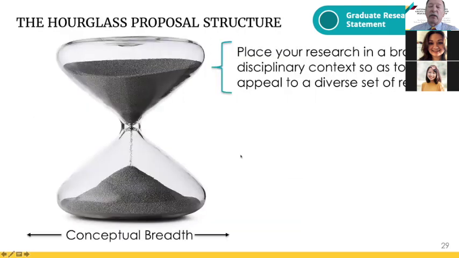And the way to think about the structure, and this is a classic in writing, is what's termed the hourglass proposal structure. The idea is that you start at the beginning, placing your research in as broad a context as you possibly can, because you want to appeal to as many readers as you can. This is true not just for proposals, but when you're writing things for publication, you want as broad an audience as possible to be interested in and to read your work. So start broad, and appeal to as broad an audience as possible.